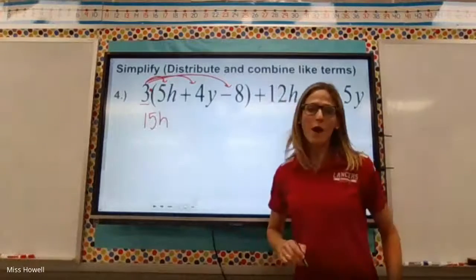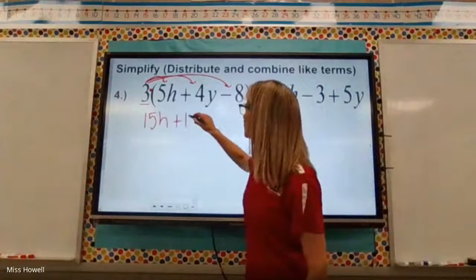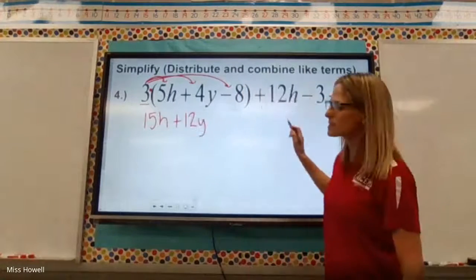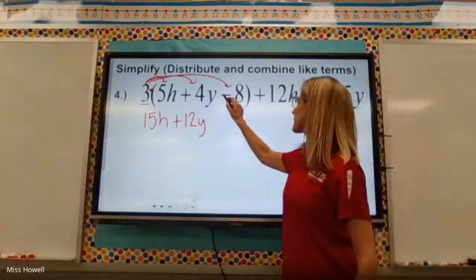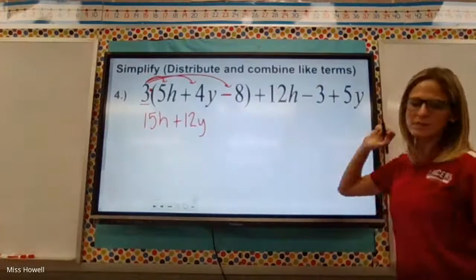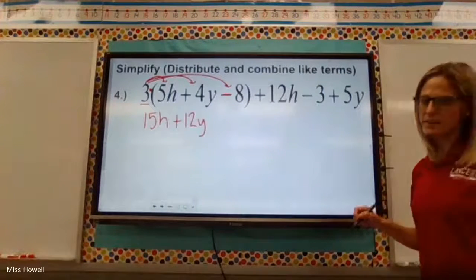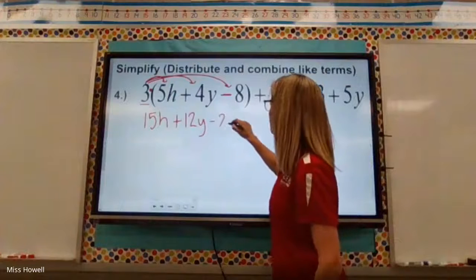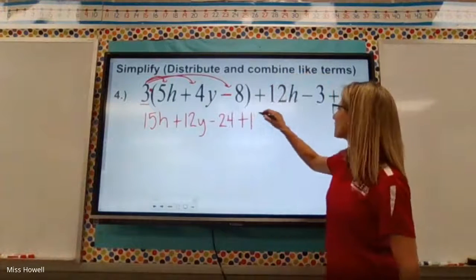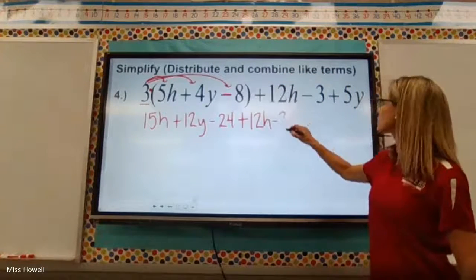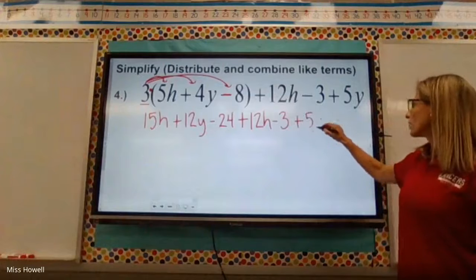3 times 4y would give us a plus 12y. And then 3 times negative 8. Be careful, this is a minus 8 here. So positive times negative will give us a negative, in this case negative 24, or minus 24. I bring down plus 12h, minus 3, plus 5y.